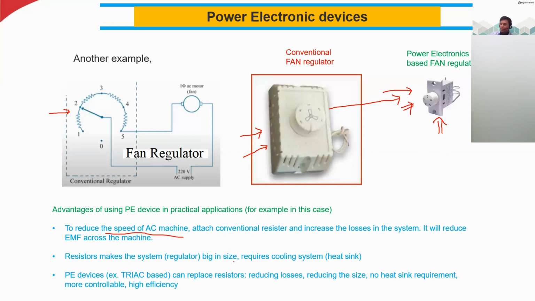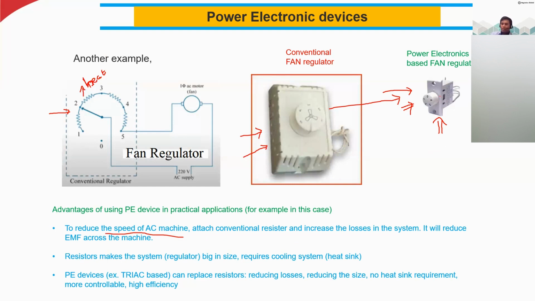Resistors make the system big in size, and it requires a cooling system. Of course, if I use this kind of resistor, the power is dissipated in terms of heat. Then I need a heat dissipator, then I need a heat sink. What the heat sink is doing is absorbing the heat from the resistor and dissipating it outside. If you don't have the heat sink, what will happen? It will get more and more heat inside this box, then it will just burn. You will get smoke. Then you have to change it. So that is one problem.